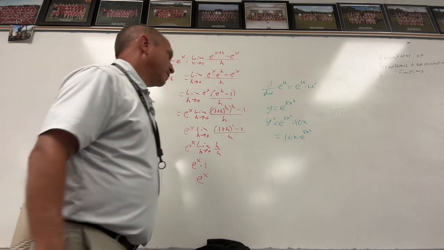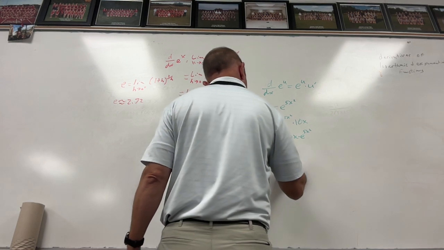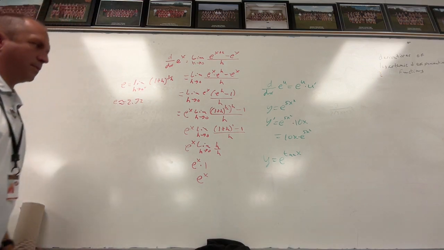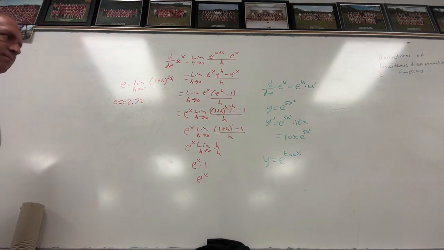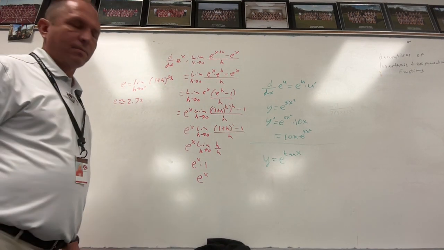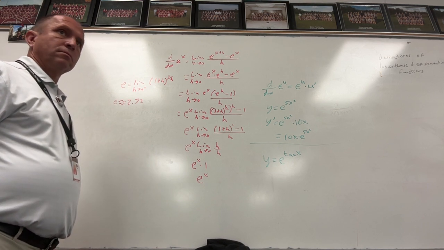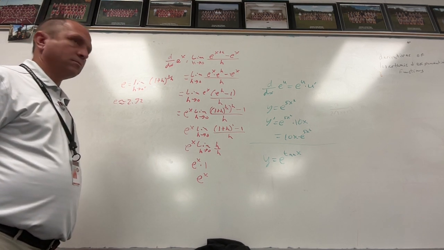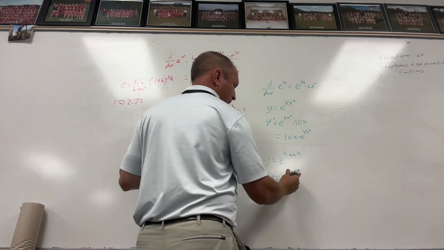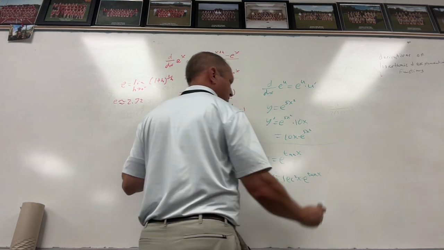Okay. So what would y equals e to the tangent of x equal? That would just be secant squared x times e to the tangent. Very good. The derivative of tangent of x is secant squared x, right? And it's times e to the tangent of x.